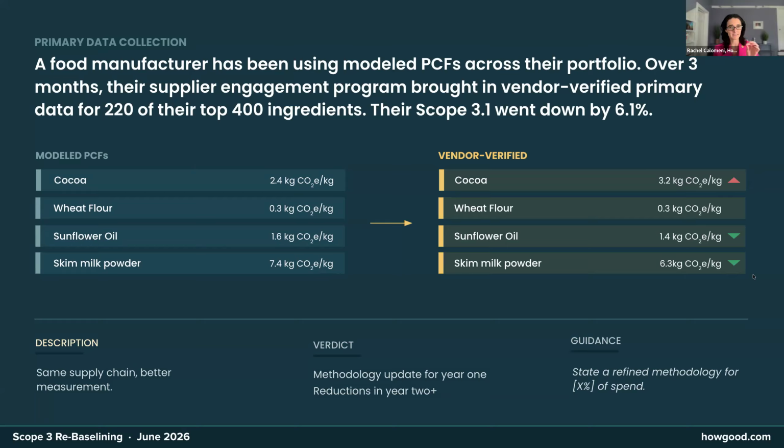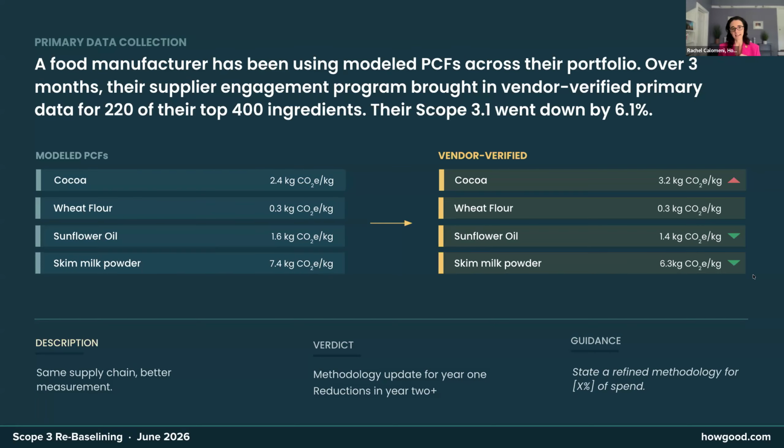The cocoa case is the one we're going to look at for a second here. The modeled PCF, the one we had before, assumed industry average conditions. The vendor-verified data that we got back through this process revealed the actual sourcing exposure was worse. That's not a failure of the program. That's information you didn't have before, and the information that your competitors probably still don't have.